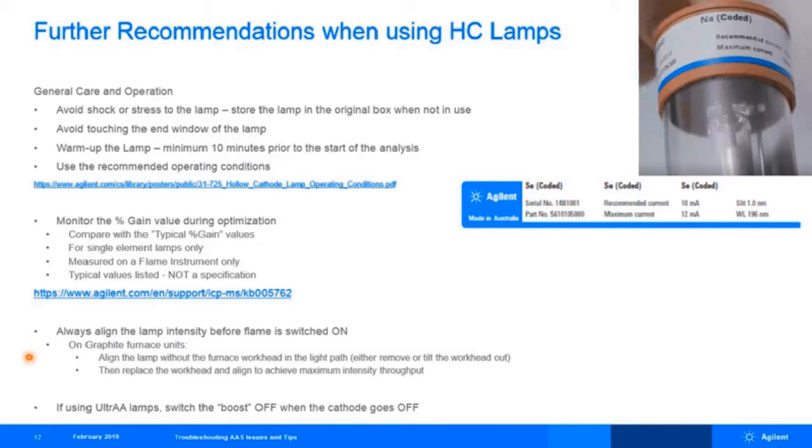If you're working with a graphite furnace system, then we recommend that you align the lamp without the furnace workhead in the light path. So align the lamp first, then place the workhead in position and align the workhead so that you're achieving maximum light throughput through the workhead of the graphite furnace system.